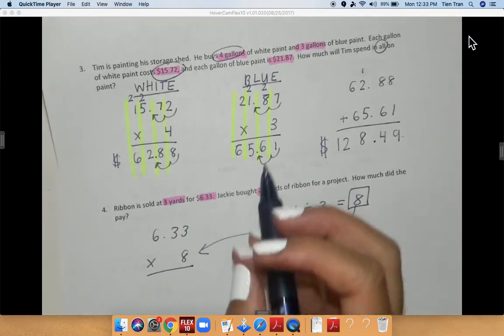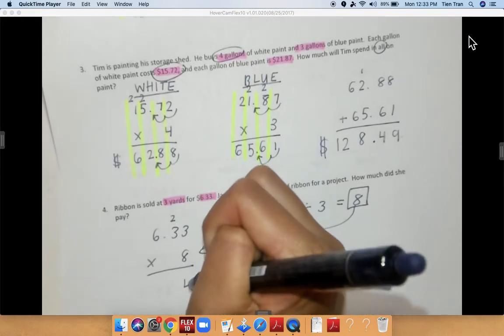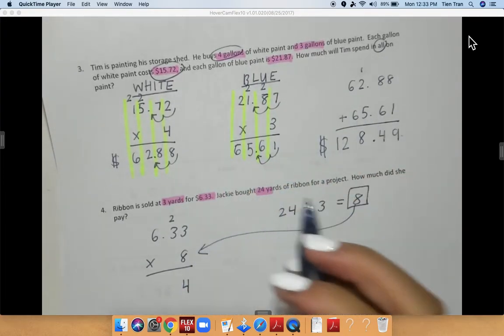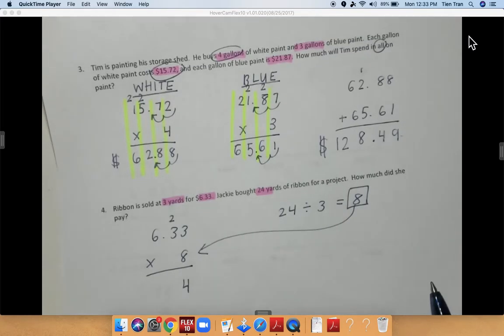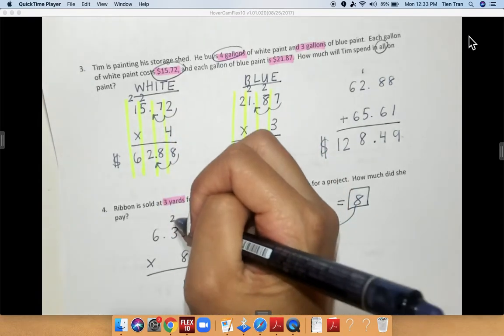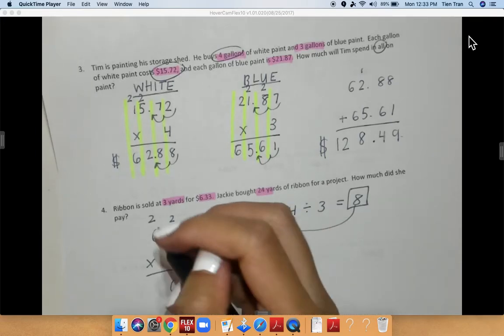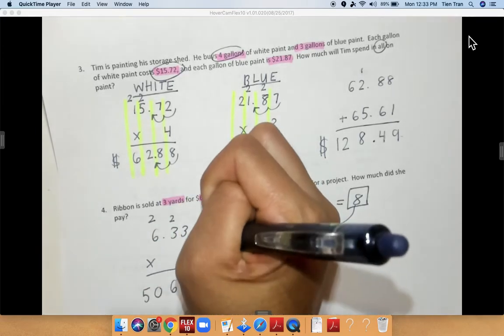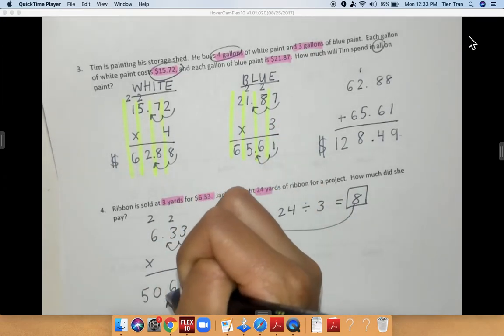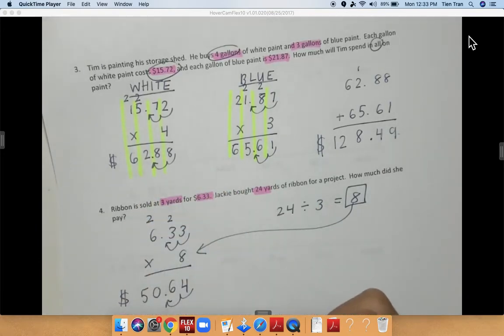So now I'm going to multiply. 8 times 3 is equal to 24. Just in case you didn't remember, we know we're dividing because she needs 24 yards, and that's why we divide by 3 in order to figure out how much. And it's going to be times 8. So 8 times 3 is equal to 24, plus 2 is 26. 8 times 6 is 48, plus 2 is 50. Now make sure I move my decimal over twice, and I get $50.64.